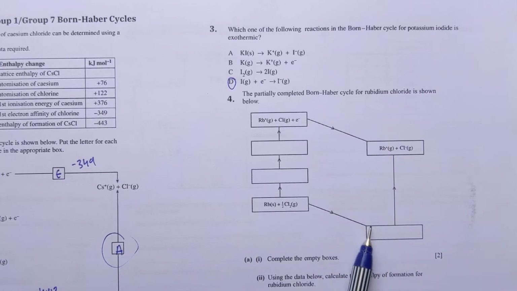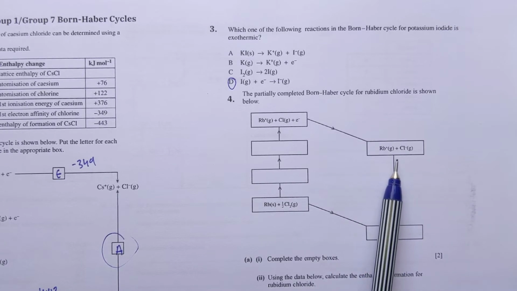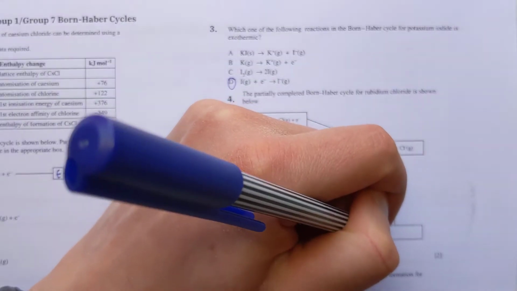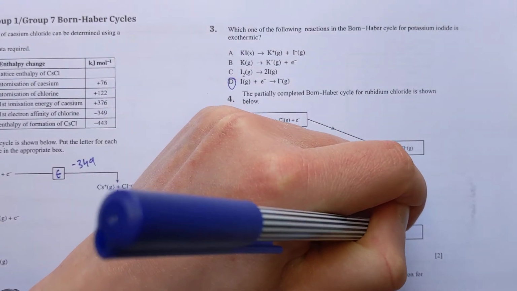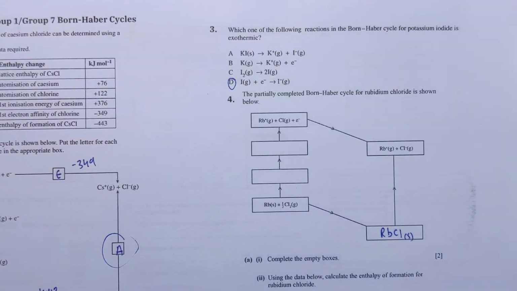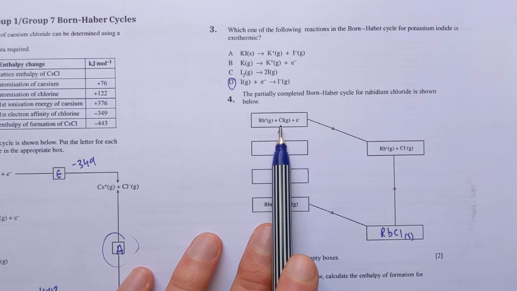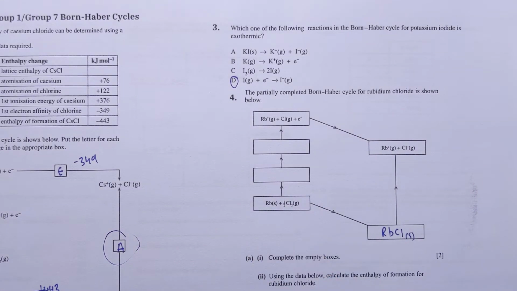Again, I'd always start at the bottom here. One clear change is we're going from something up to our gaseous ions. That's almost certainly going to be our salt itself, which is rubidium chloride. Must always put state symbols in a Born-Haber cycle. RbCl as a solid. Then we're forming that from the elements, that's enthalpy of formation. Then we've got our 3 steps going up to get to this Rb+, Cl and e-.